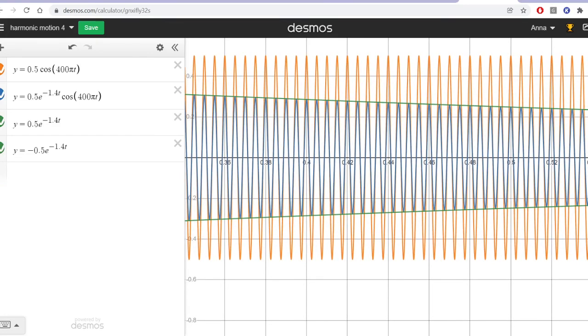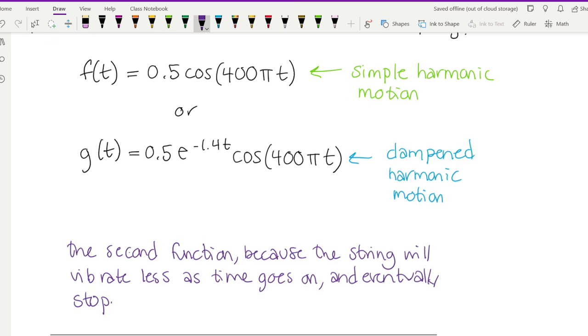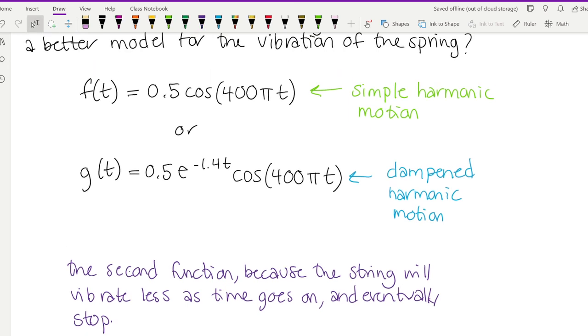Again, I'm not going to hold you responsible for dampened harmonic motion, but I just wanted to show it to you in case you thought it was interesting, and because it is a better representation of what's going on in the real world.